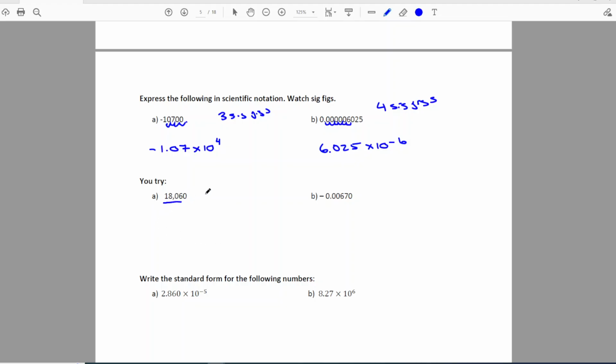Okay, so this one has 4 sig figs. So I'm going to write 1.806 times 10 to the 1, 2, 3. All right, this one has 3 digits of significance, so it's going to be 6.70, and again, that negative can just come out front. Times 10 to the, I'm moving the place 1, 2, 3, so times 10 to the negative 3. This one had 3 sig figs.